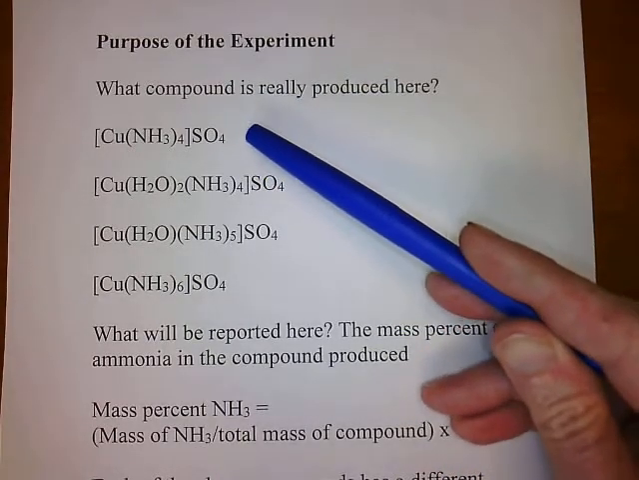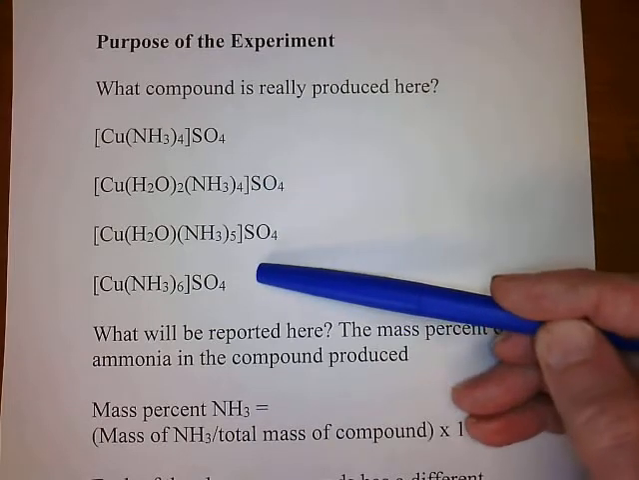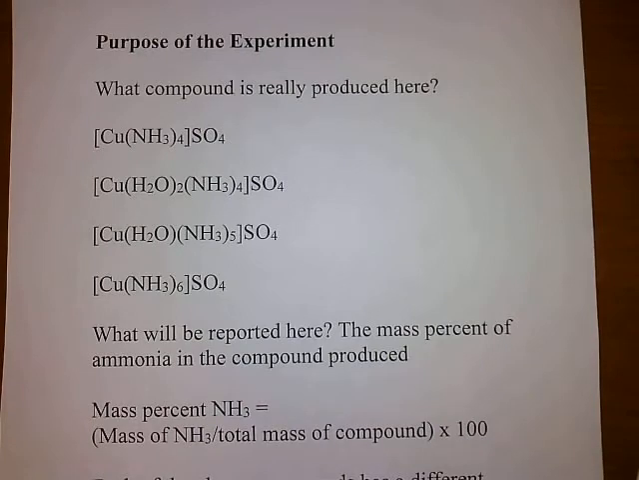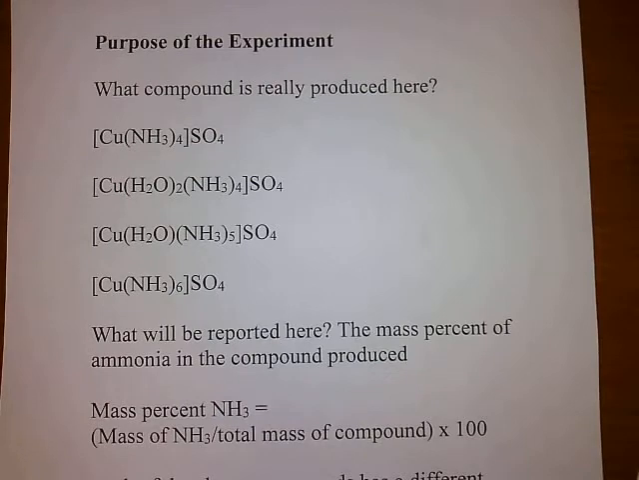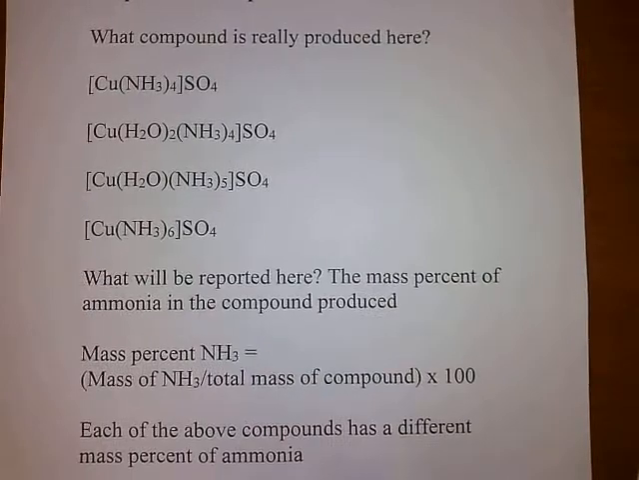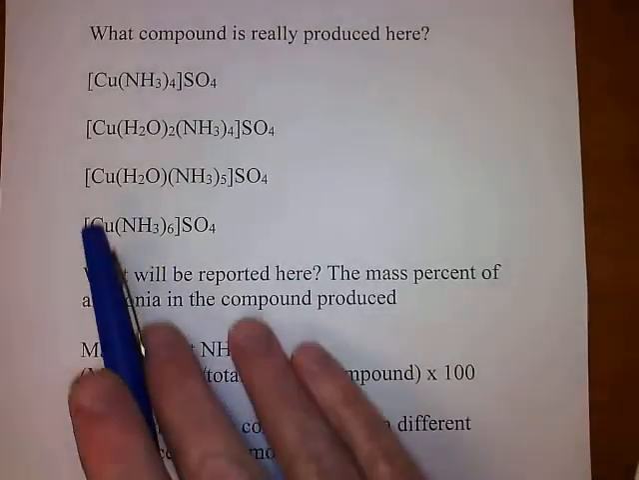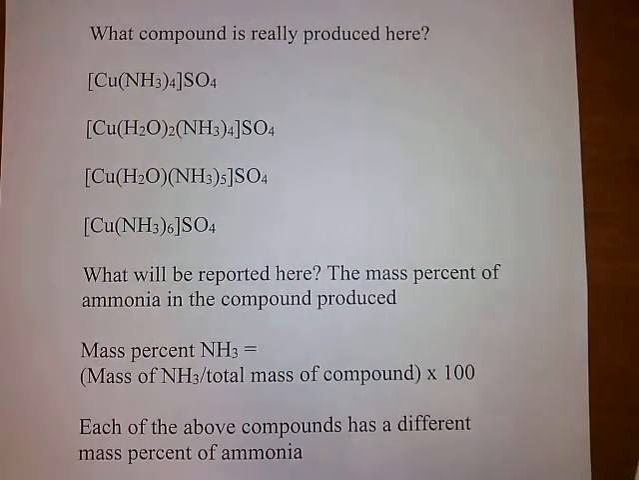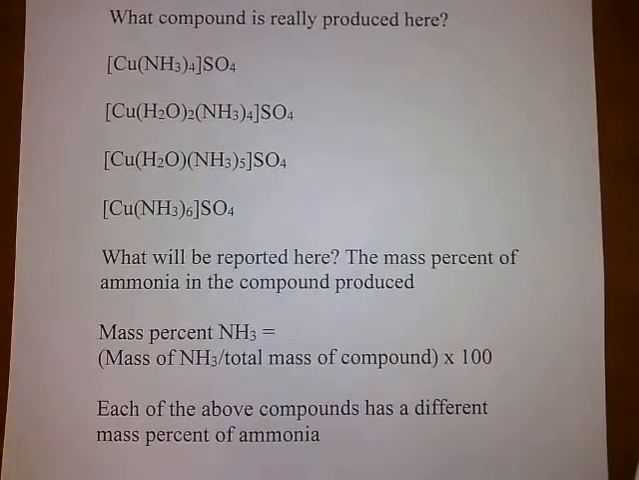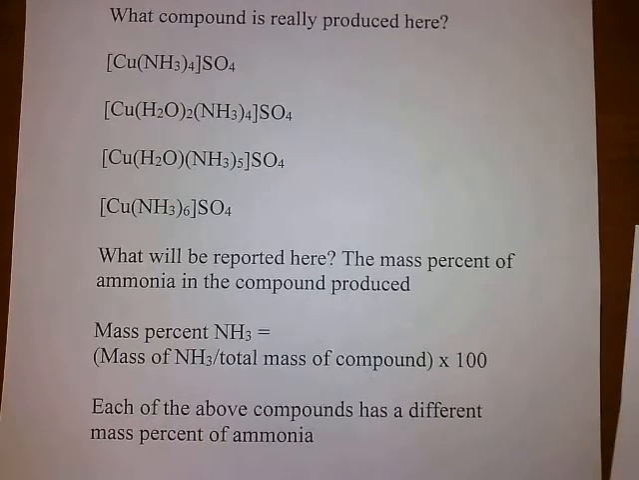And before you get confused and ask, where are these sulfates coming from? The starting reagent in this synthesis is copper sulfate pentahydrate. So the sulfates are still there, and we isolate the compound. In the procedure, it precipitates out as the sulfate salt. Each of the above compounds has a different mass percent of ammonia. Maybe not hugely different, but different nonetheless.